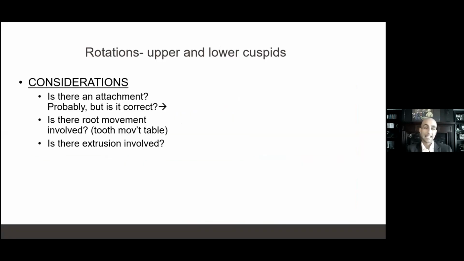So again, with canines, the considerations for predictability are, is there an attachment? Probably, but is it correct? You have to look at the sum of the parts. Is there root movement involved? How do you know? Sometimes you can't tell. Look at your tooth movement table. The tooth movement table is a feature of Invisalign software that shows you individually to what degree the movements are happening. Is there extrusion involved too? You've got to look at all those variables.